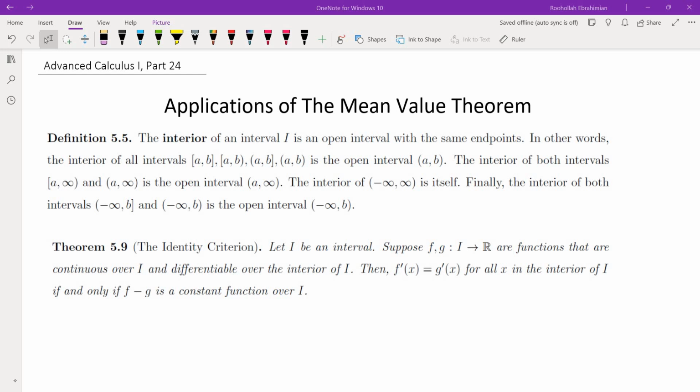Hello, in this video we're going to go over some of the applications of the mean value theorem. So first, for convenience, we're going to start with the definition of interior of an interval.